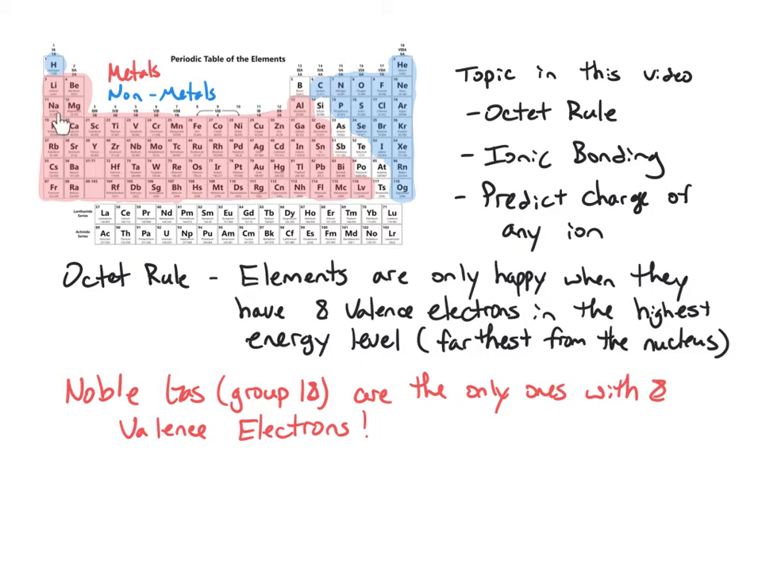Now, every other element besides the noble gases are either going to lose electrons, gain electrons, or share electrons in order to achieve 8 valence electrons in their outermost energy level. And that is the whole reason why chemical bonds occur. That's the whole reason why two elements find each other and stick together, is so that they can create 8 electrons in their outermost energy level.